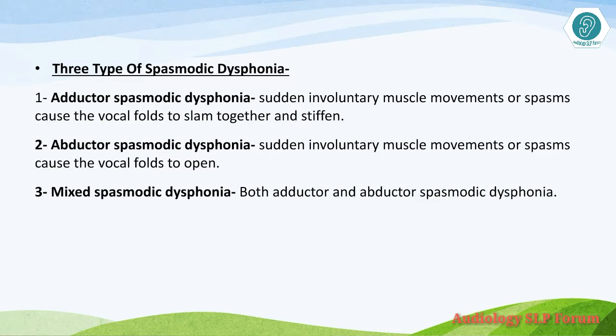Three types of spasmodic dysphonia. First is adductor spasmodic dysphonia. Sudden involuntary muscle movements or spasms cause the vocal folds to slam together and stiffen. Second is abductor spasmodic dysphonia. Sudden involuntary movements or spasms cause the vocal folds to open. Third is mixed spasmodic dysphonia, both abductor and adductor spasmodic dysphonia.